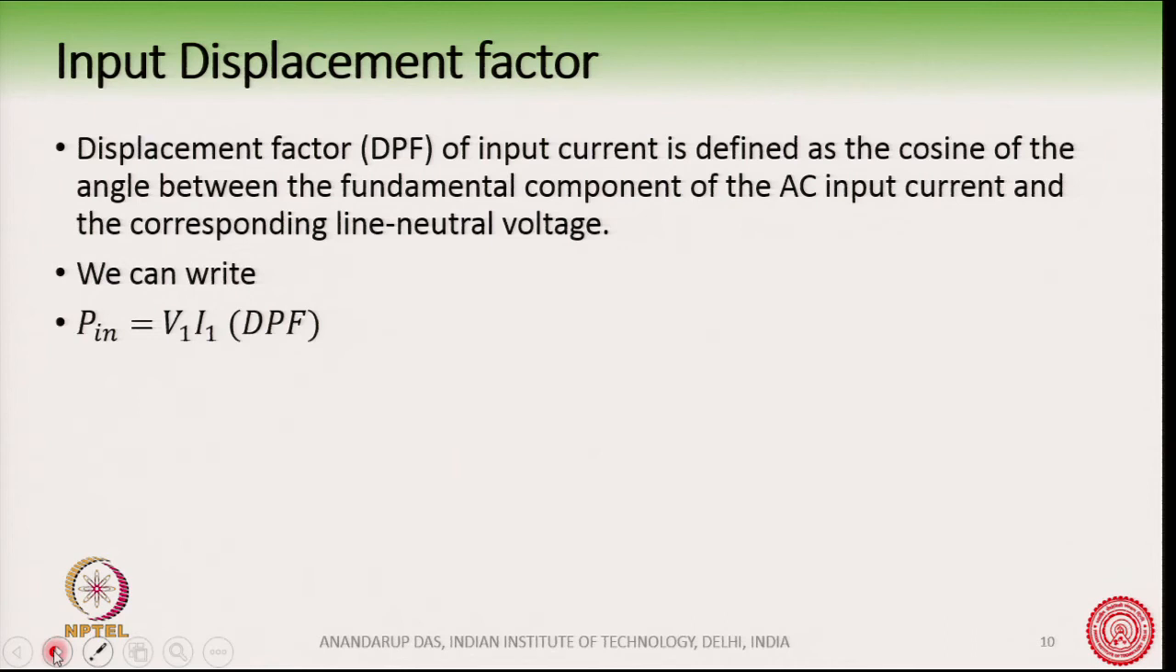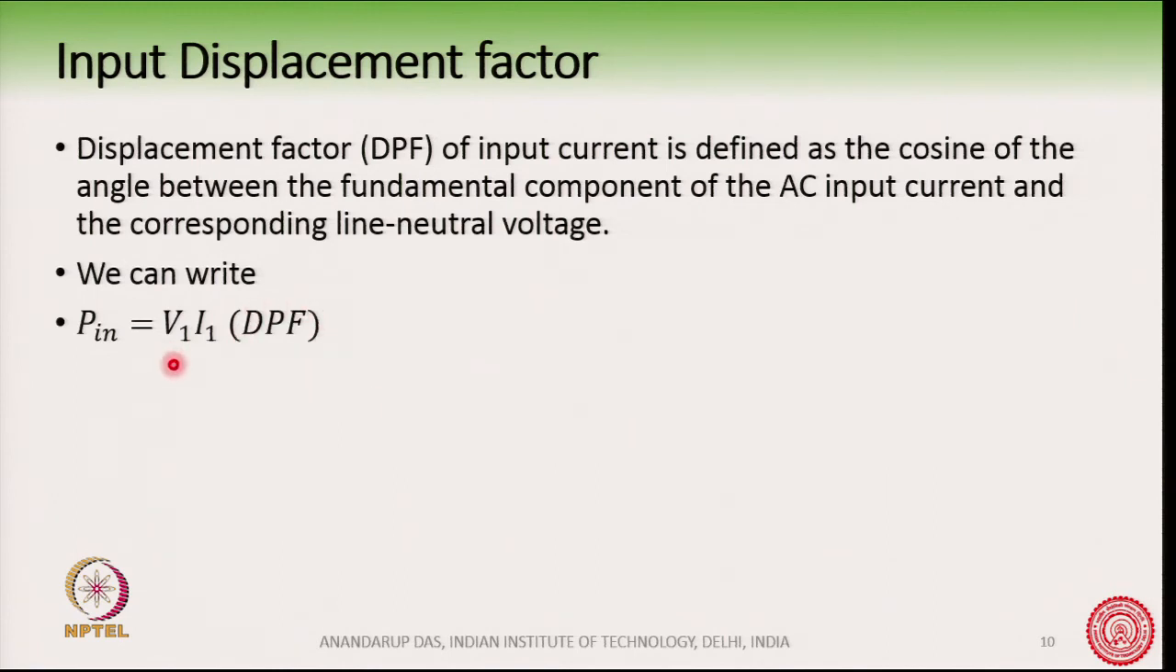And there is also one more definition, that is called the input displacement factor. The displacement factor of the input current is defined as the cosine of the angle between the fundamental component of AC current and the fundamental AC voltage. Okay. So, fundamental AC voltage and fundamental current, the angle between them, cosine of that angle is called DPF or distortion power factor. Okay. So, the power input is V1 I1 into distortion power factor.